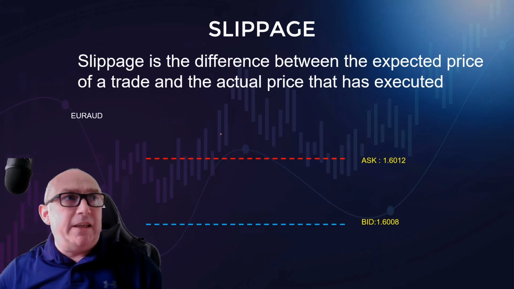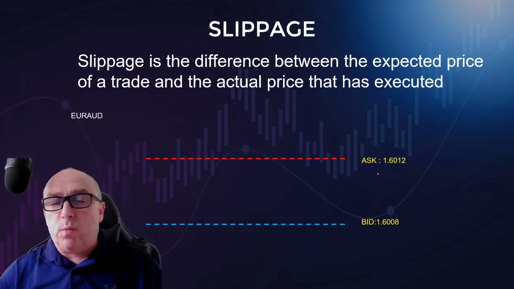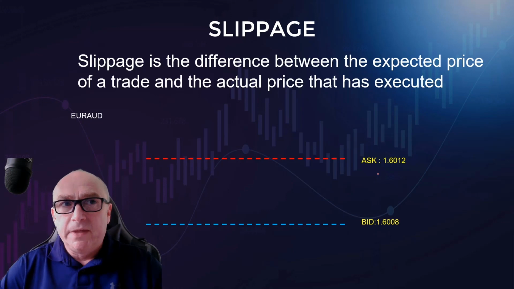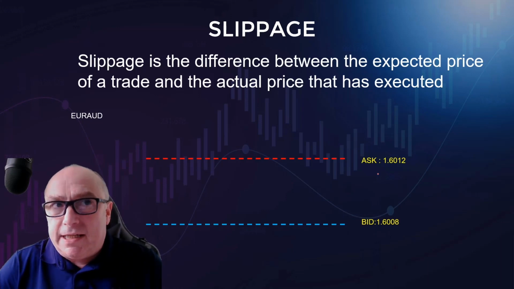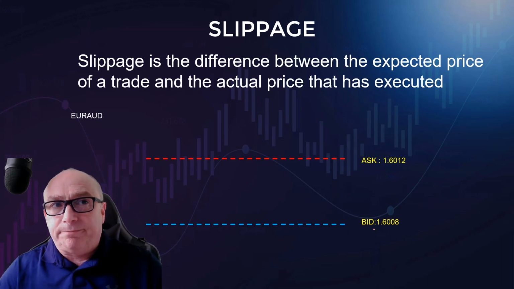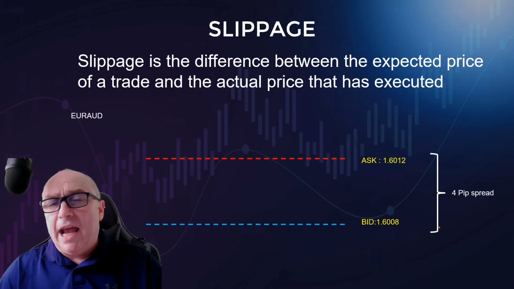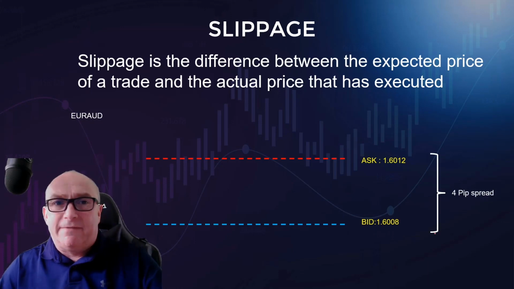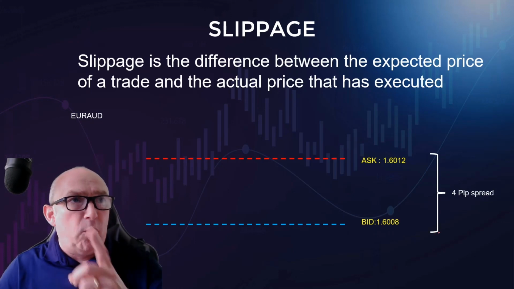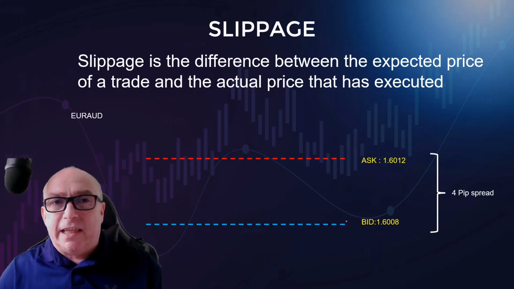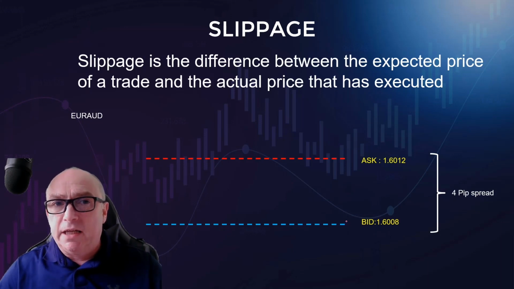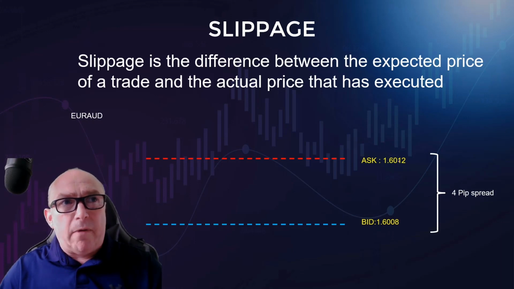So here you'll see the euro against the Aussie. Ask price 1.6012 and the bid price 1.6008. Now this would constitute a 4 pip spread. Spread is very important when it comes to slippage. More about that in a moment. So I think this market's going up. I look at the asking price. I want to place an instant execution market order. I'm expecting the fill to come back at that price there.